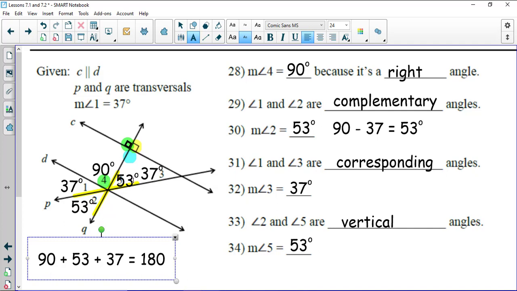In this picture, we've got a lot of different relationships, a lot of different ways that you can go about finding the missing angle measures. This is just one of the ways to go about that thought process.